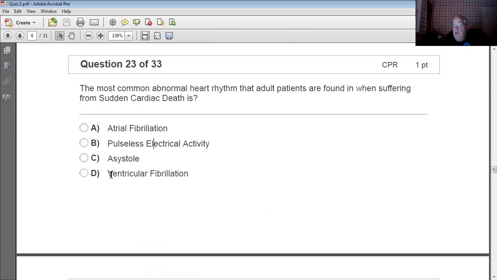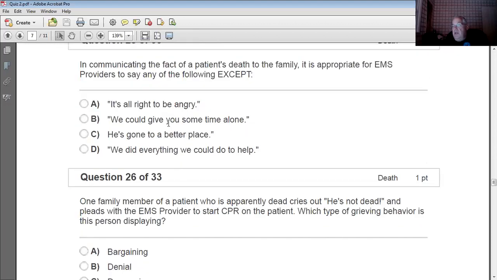We shock somebody in ventricular fibrillation, where the electrical part is out of control, to reset it so that it starts up normally again. Okay, in communicating the fact of a patient's death to the family, this is another state exam question. It's appropriate for EMS providers to say any of the following except. The one they said we should not say is he's gone to a better place.